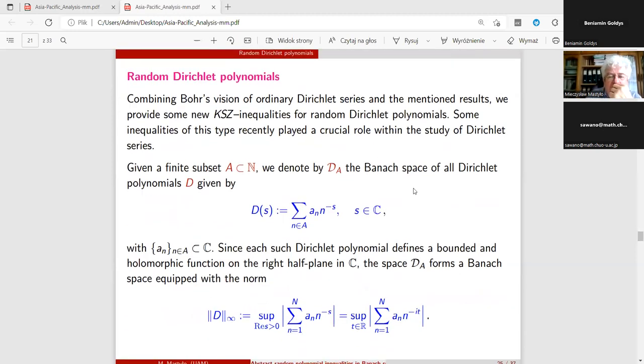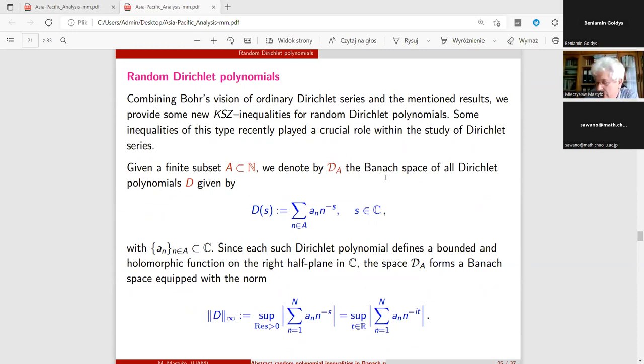So now I would like to switch to the situation with Dirichlet polynomials. In recent times, there is big interest in the theory of Hardy spaces of Dirichlet series, which shows that in this case the situation is completely different than in the classical Hardy spaces on the disk or polydisk.